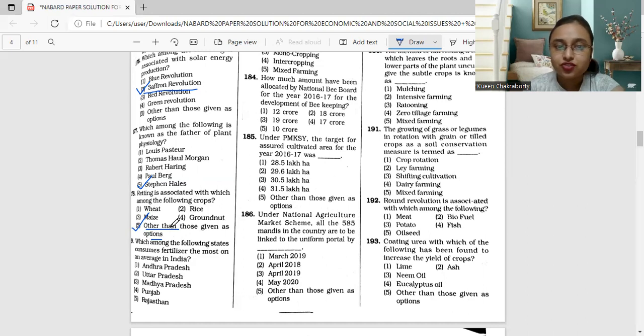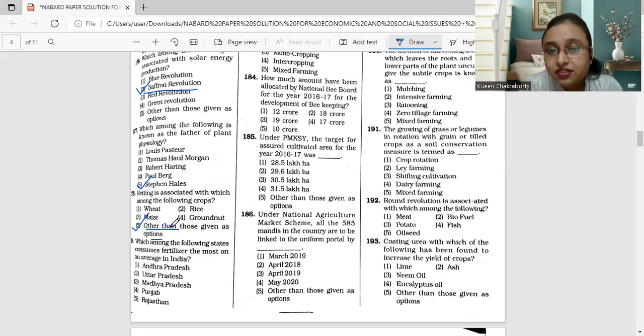Next, moving on to question number 179. Which among the following states consumes fertilizers the most on an average in India? Andhra Pradesh, Uttar Pradesh, Madhya Pradesh, Punjab, or Rajasthan. The correct answer is 4. Many of you might already know this answer, Punjab.